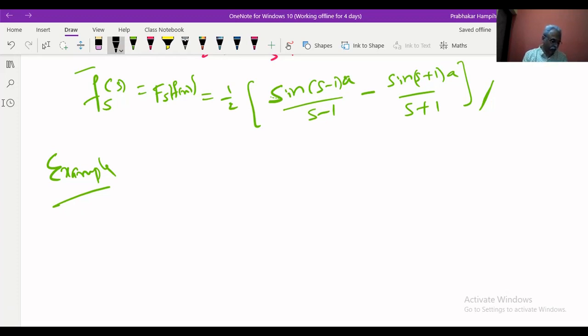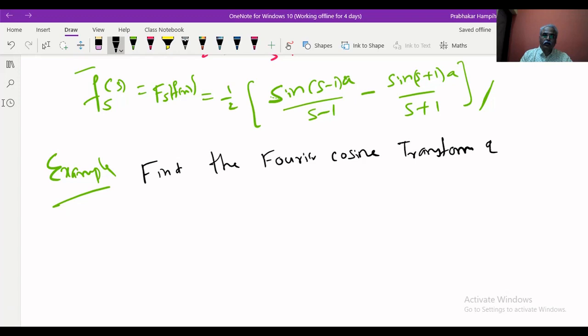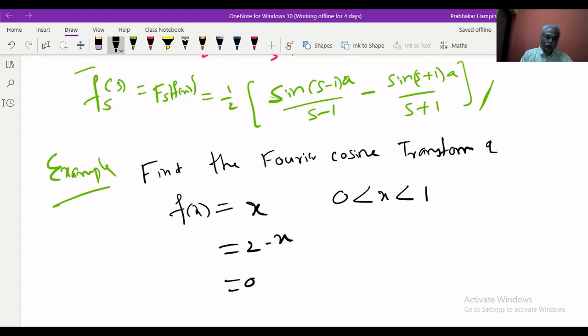Find the Fourier sine transform of, or even you can find the Fourier cosine transform of a certain function, which is a piecewise function, breaking into three parts: x, or 2 minus x, or 0. These have certain ranges: 0 to 1, 1 to 2, and more than 2.